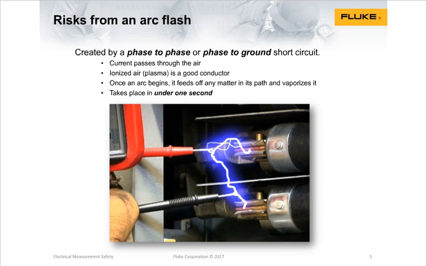Just the shock of it happening and the injuries that can be sustained are enormous. This is where we need to be very careful, and most of these are definitely avoidable. A bit of the discussion today is how we can stay safe and keep from having these occur.